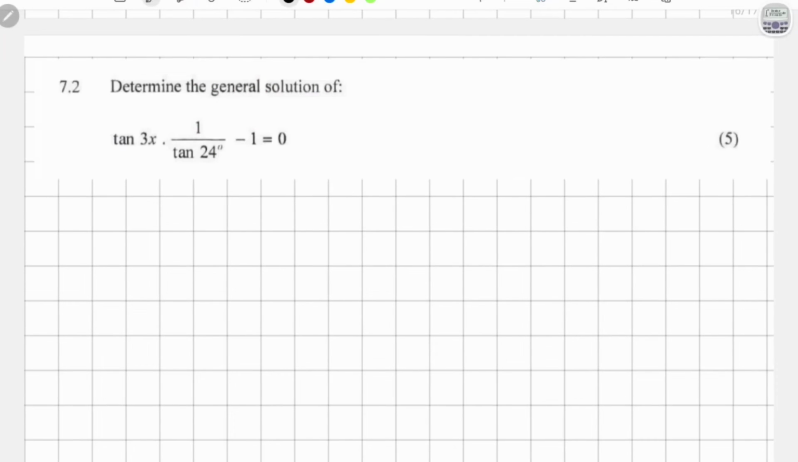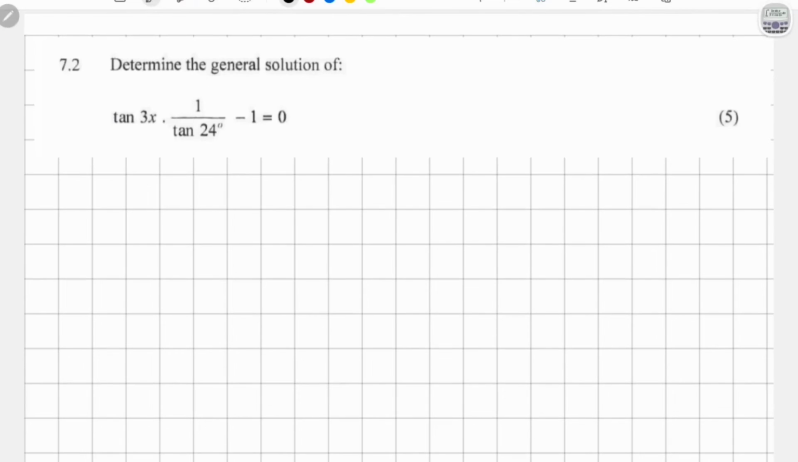Okay, so 7.2, we have determine the general solution of this expression. So you see we have tan of 3x multiplied by this. Just because it has a tan, don't get intimidated by it. It's just a number. Just like sine 30 degrees is a number. It's a half. It's the same way 1 over tan 24 is also a number.